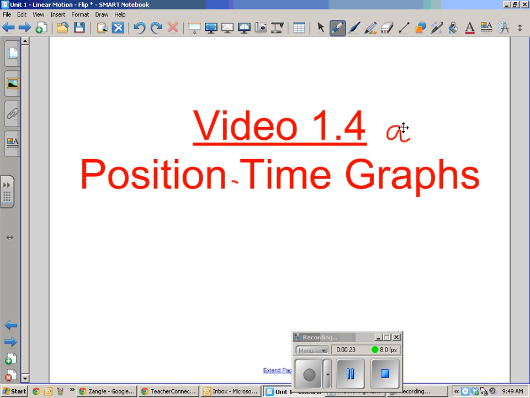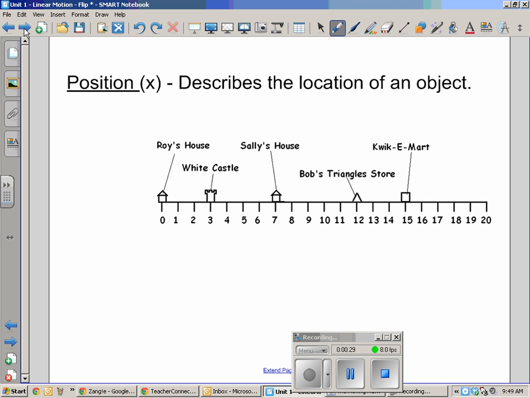Okay, so anyway, we're going to be learning about what are called position time graphs. In order for that to make sense to you, we need to learn, first of all, about what position is. So here's a simple definition of position. The symbol for position is simply the letter X, and we'll talk about why that is in a second. And basically what position does is it describes the location of an object.